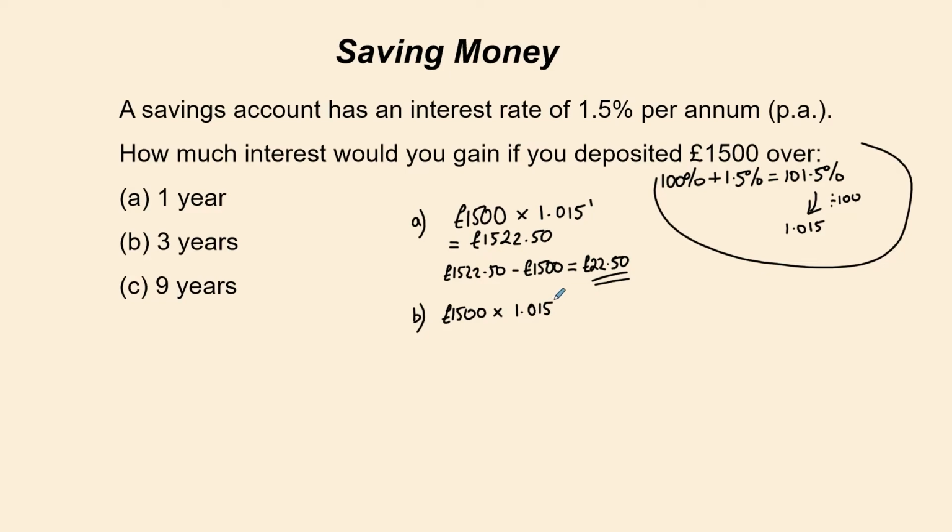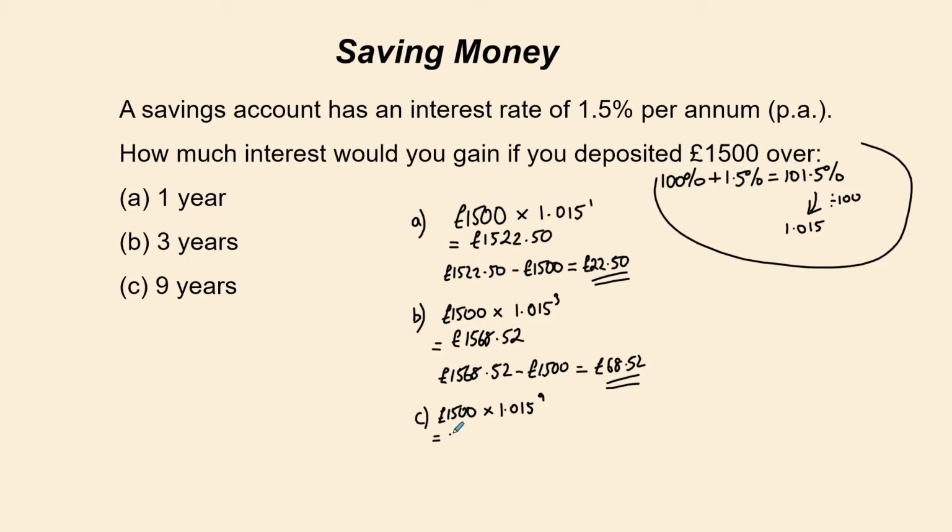So it's £1,500 was the original amount. It's increasing by 1.5% per year. That's this calculation up here. So our decimal is 1.015, but for question B it's over 3 years, so the power is the power 3. So we do the same calculation but power 3, so 1,500 times 1.015 to the power 3, and that gives us £1,568 and 52 pence. Again, that's the amount with the original 1,500, so we subtract the original 1,500 to find out what the interest was. That would be £68 and 52 pence.